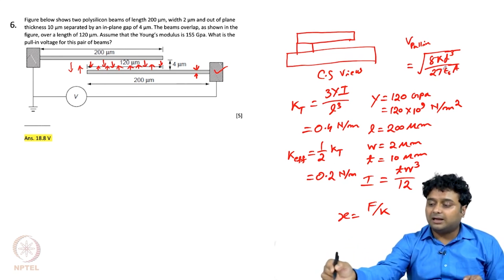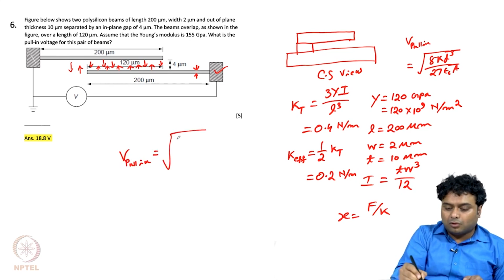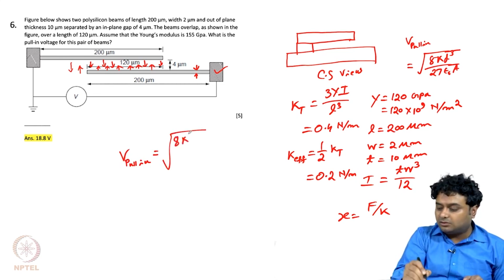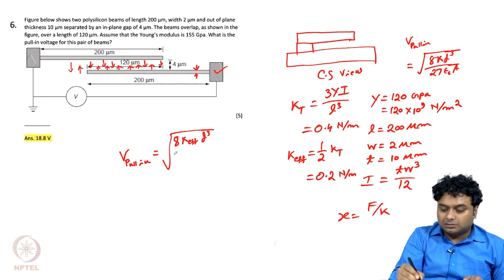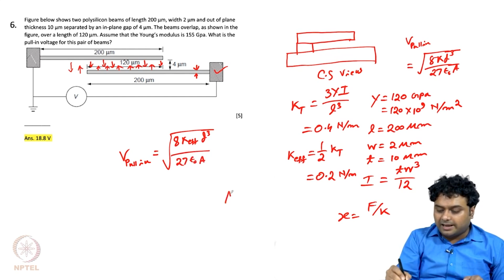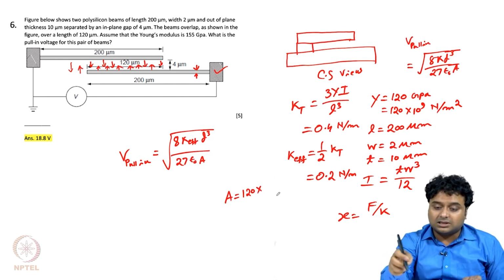So in that case we can directly use this formula that V pull-in is equal to square root of 8 k, so this will be k effective, d cube by 27 epsilon naught A. Now this A is the area, that is 120 into, what is the in plane, what is out of the plane, the thickness, that is 10 micron.